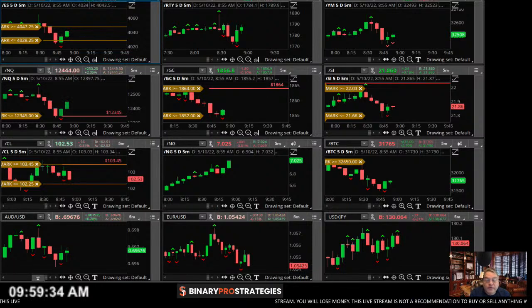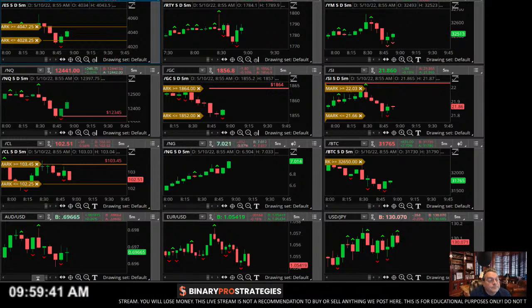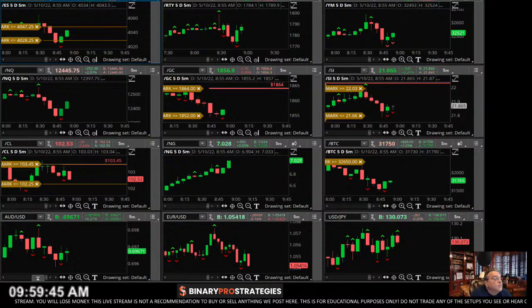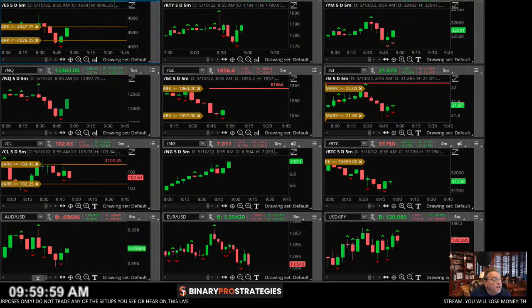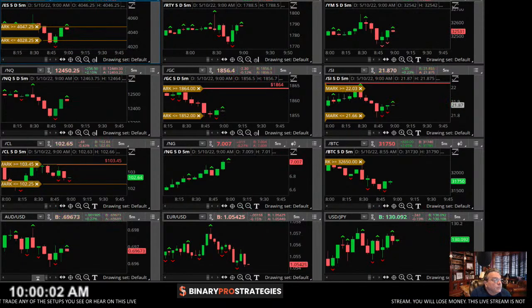NQ did hit target, which is your mini NASDAQ. Long ES, looking for ES to hit target at 47.25. Watch YM. You have an HF2 forming on YM for a buy. Gold and silver still short, crude still short.